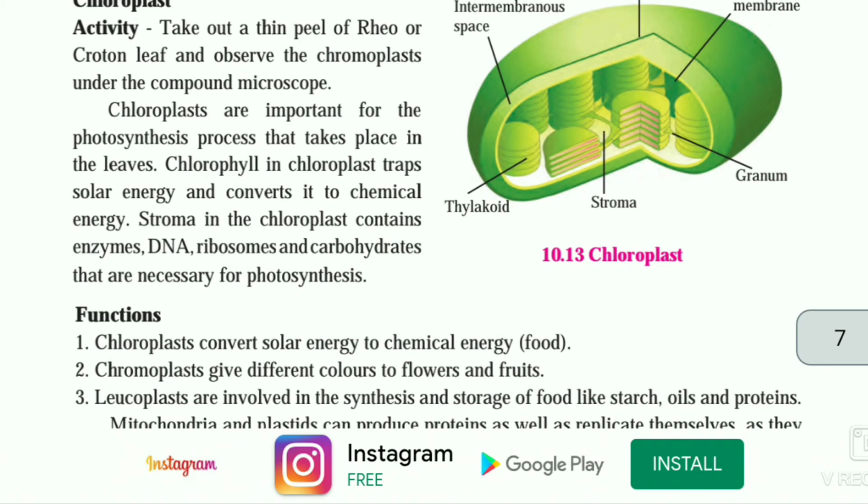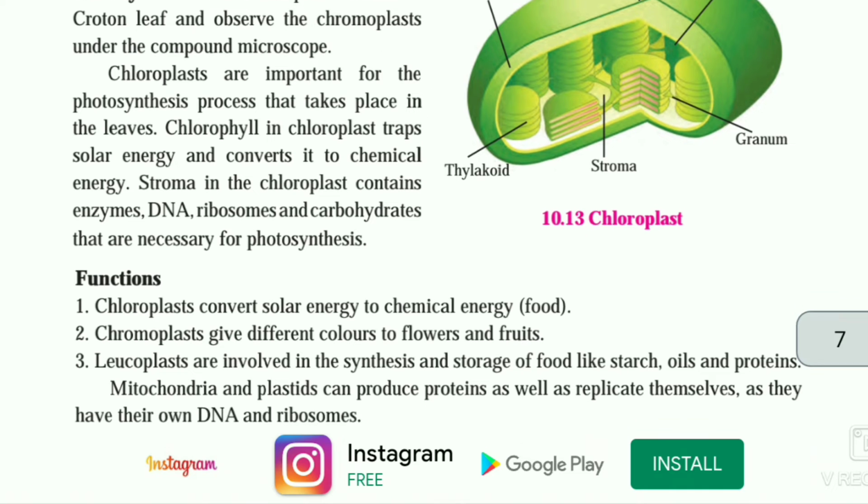Activity: take the thin peel of the raw or croton leaf and observe the chromoplast under the compound microscope. Chloroplast is important for the photosynthesis process that takes place in the leaves. Chloroplast traps solar energy and converts it into chemical energy. Stroma in the chloroplast contains enzymes, DNA, ribosomes and chloroplasts that are necessary for photosynthesis.